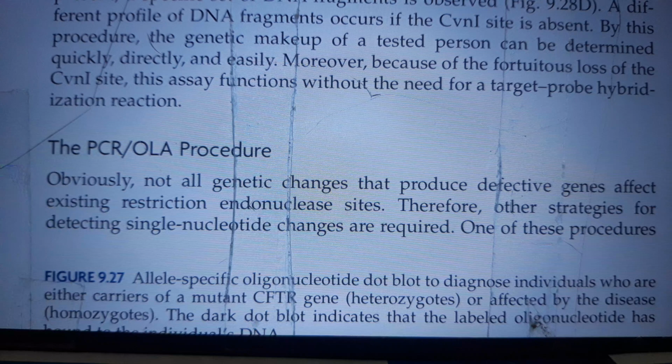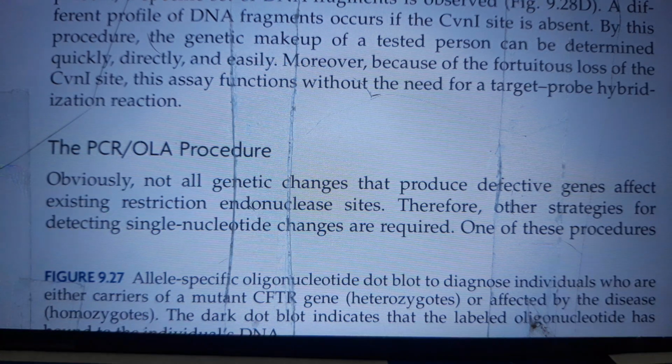Let me just repeat that line for you. Moreover, because of the fortuitous loss of the CvnI site, this assay functions without the need for a target probe hybridization reaction. Okay, now we have the PCR by OLA procedure.